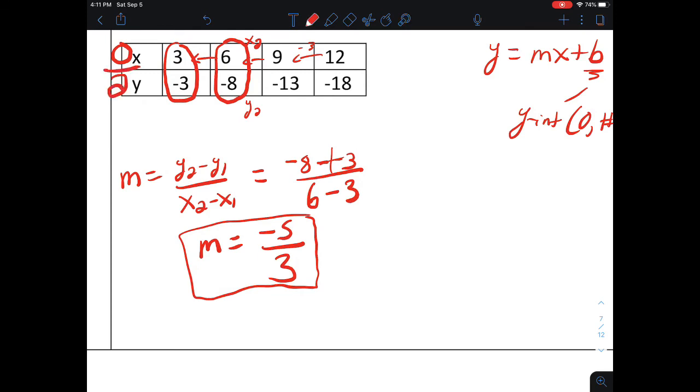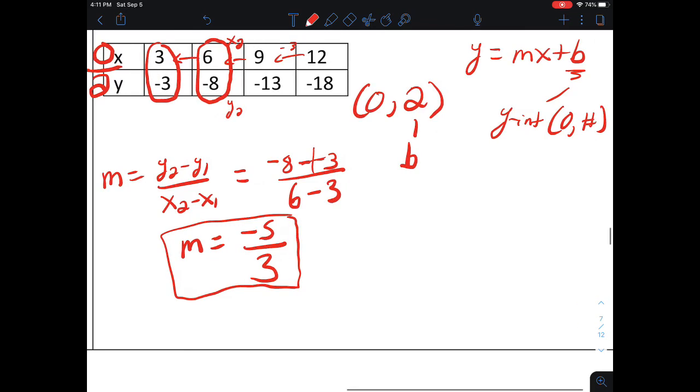So I have that coordinate there, 0, 2. 2 is b for my slope-intercept form of a line. So we have y equals negative 5 over 3 times x plus 2.